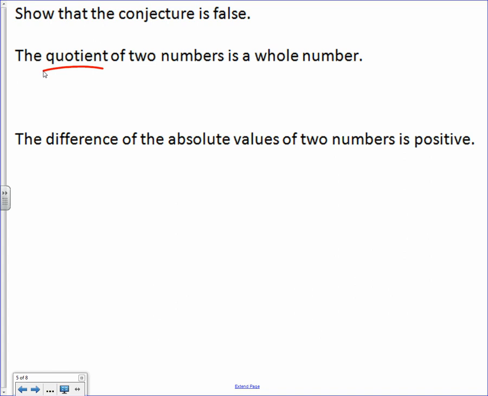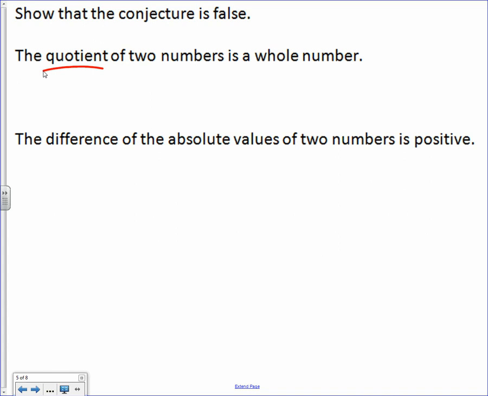Now, we can find plenty of examples that do work, right? We take 6 divided by 3, we get 2, which is a whole number. If we take 8 divided by 4, we get 2 again. If we take 25 and divide by 5, we get 5. And so there are plenty of examples where the quotient of two numbers is a whole number, but it doesn't matter if it works over and over again with 1,000 or an infinite number of solutions that work. If we can find one that doesn't, then this conjecture is false.